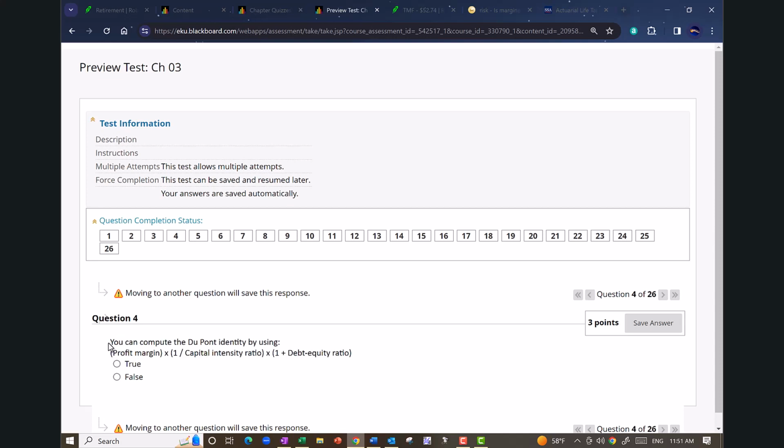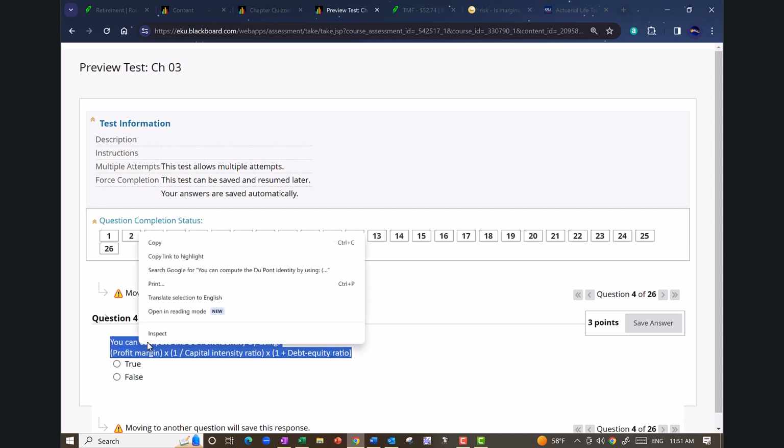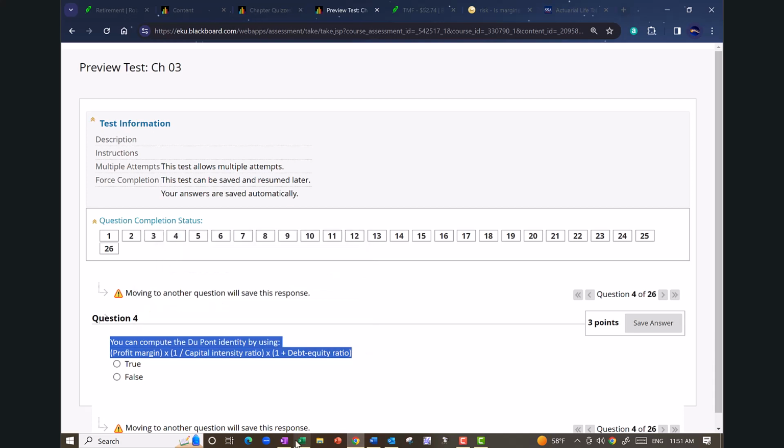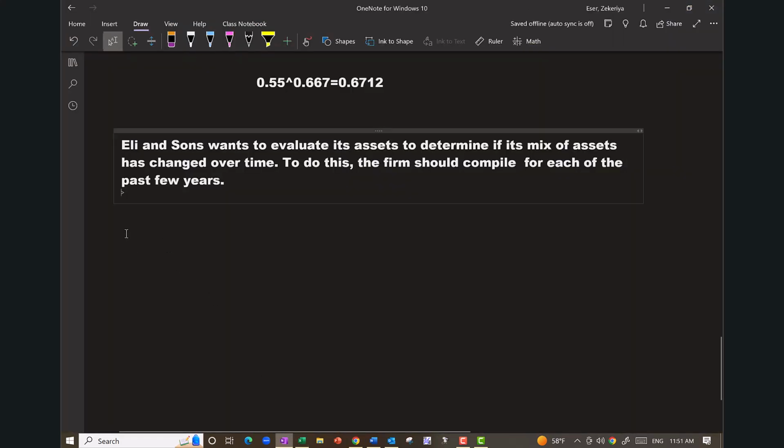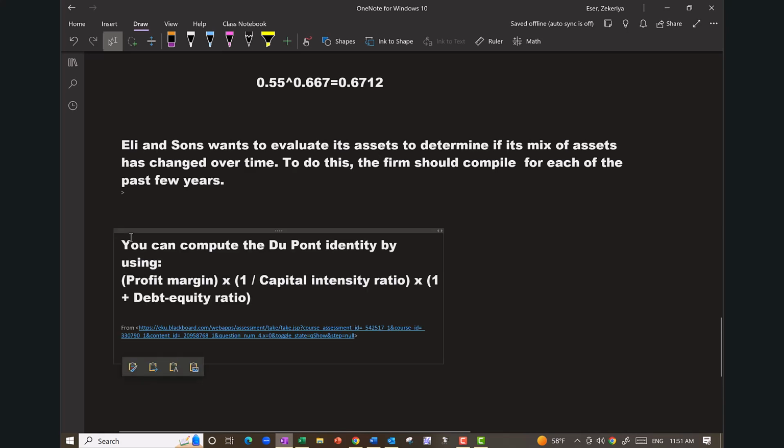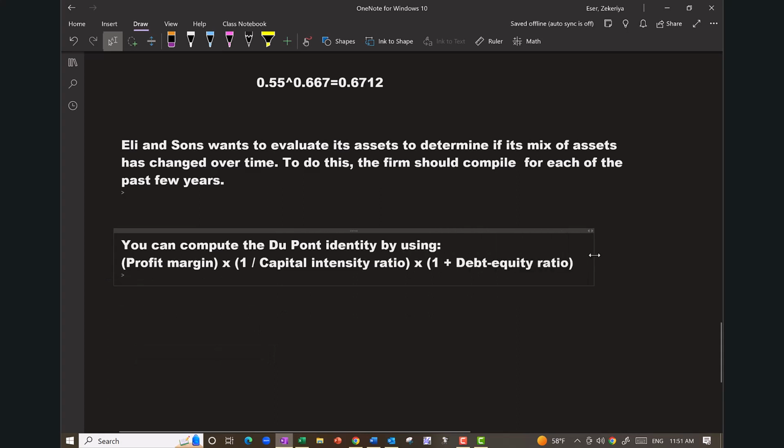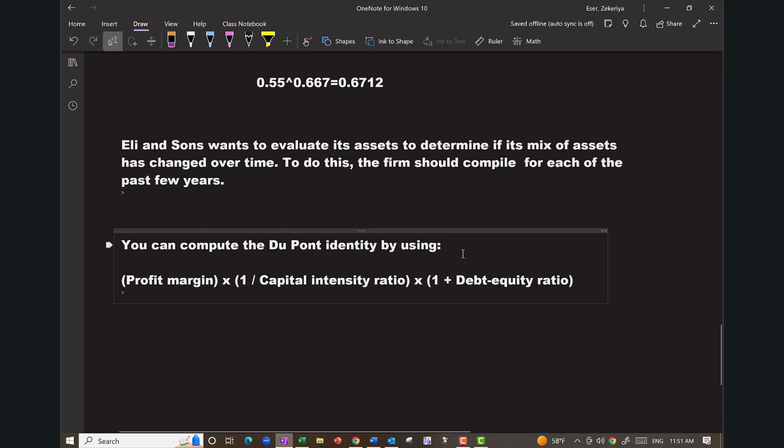This is a good one. It's easy if you think about it, but if you don't think about it, it can be difficult. This is a true-false question, but it's probably part of a multiple choice. I made a true-false out of it. You can compute the DuPont identity using the following formula.